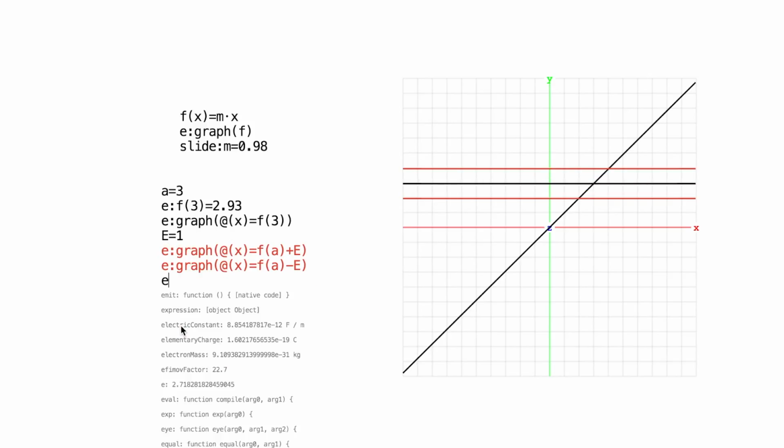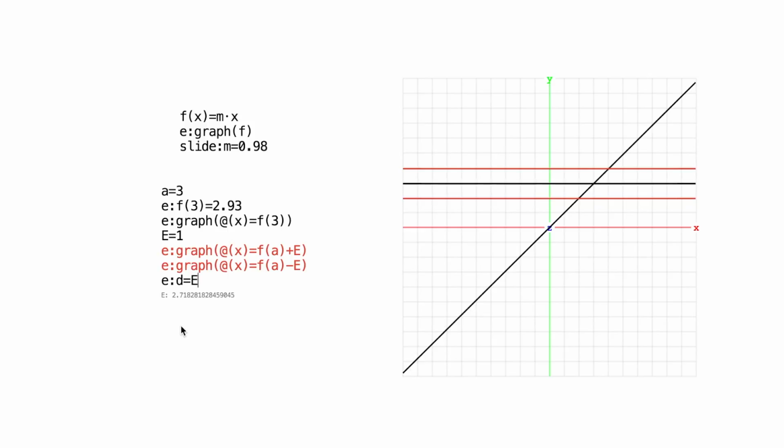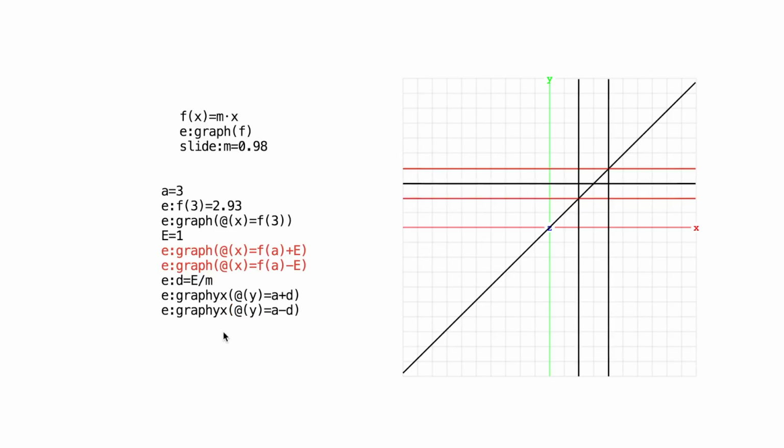And so we're saying, hey, no big deal. We're going to make our delta your epsilon divided by the slope. And so if I graph those as vertical bars, we're going to get, let's see, a plus delta. And we're going to graph the other restriction on the input. And we'll make those, I don't know, blue.